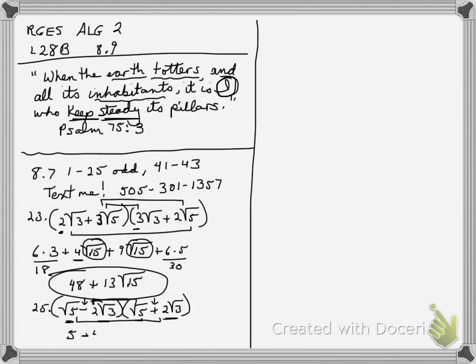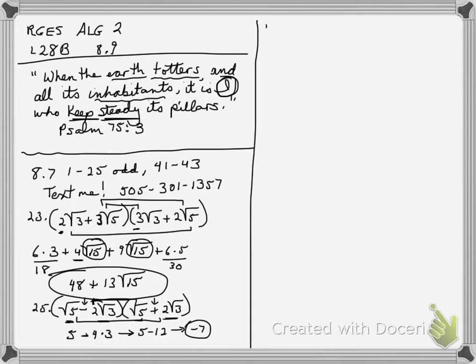And then you just move to the last term. 2 times 2 is 4. Square root of 3 times square root of 3 is 3. We have 5 minus 12, which equals negative 7. Okay, we're going to be using those ideas. That's why I wanted in particular to do those. Now let's look at the word problems for a minute.